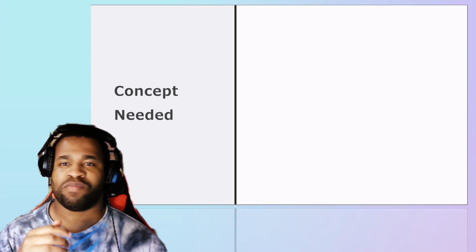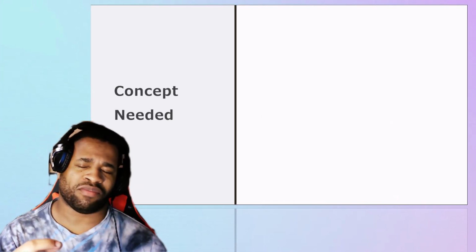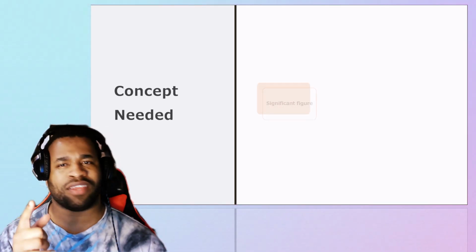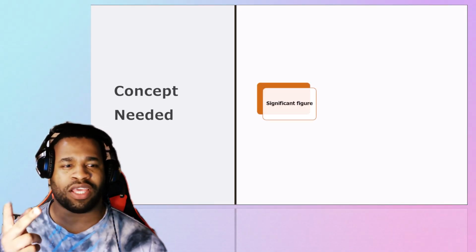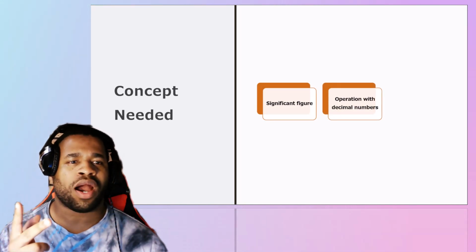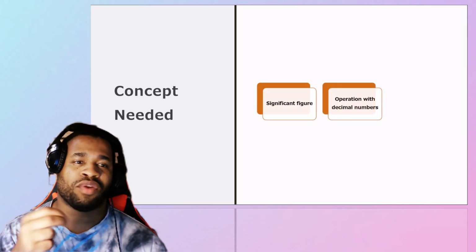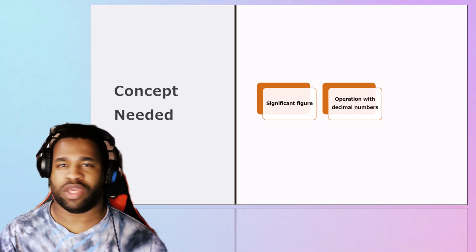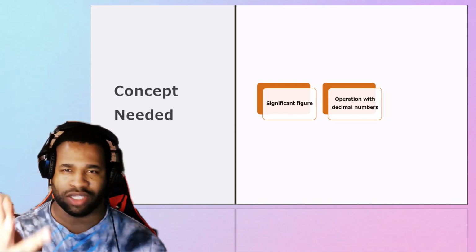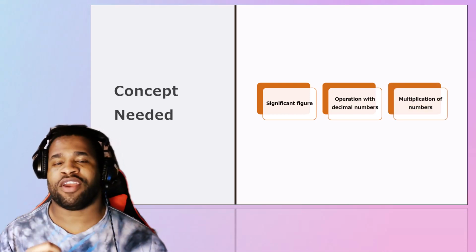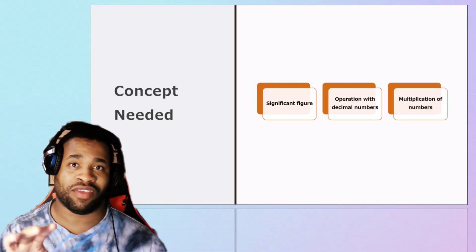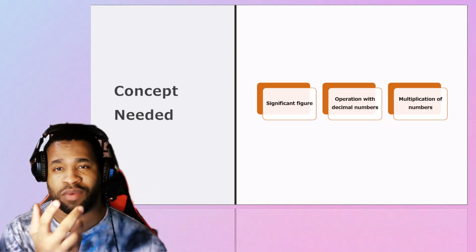Based on this, there are a couple of concepts that you should be aware of. One is, what are significant figures? Second is, based on that, what are the operations that are required when dealing with decimal numbers? These operations include addition, subtraction, multiplication, and division. Next is focusing specifically on multiplication of numbers, because that is where the original question comes from.